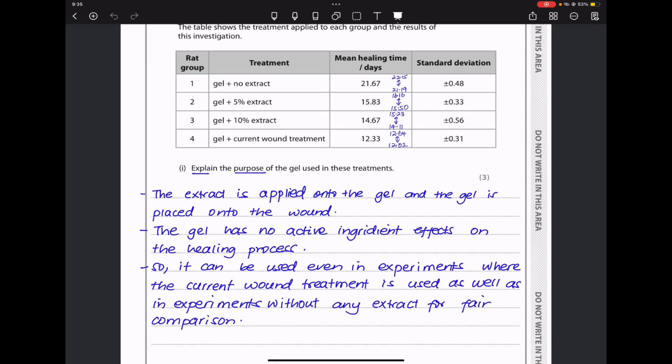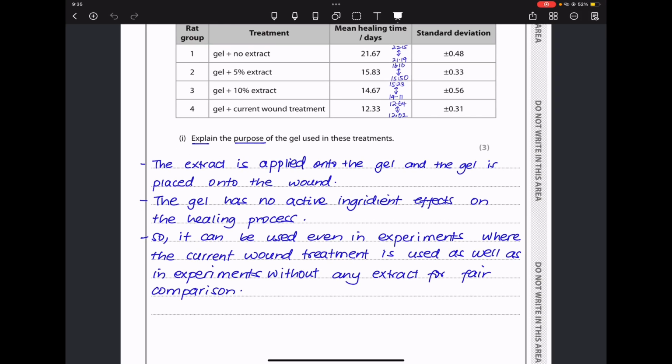So the first question says, explain the purpose of the gel used in these results. Now we see that for all experiments, they used a gel, meaning this is something that was consistent, and therefore it has no impact on the healing properties. So I say the extract is applied onto the gel and the gel is placed onto the wound, meaning it's just holding the extract. The gel has no active ingredient effect on the healing process, so it can be used even in experiments where the current wound treatment is used, as well as the experiments without any extract, for fair comparison.